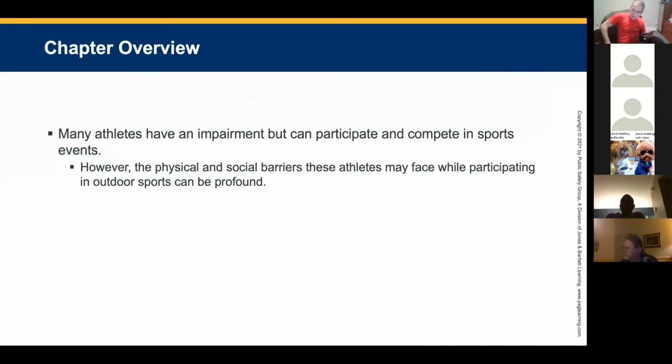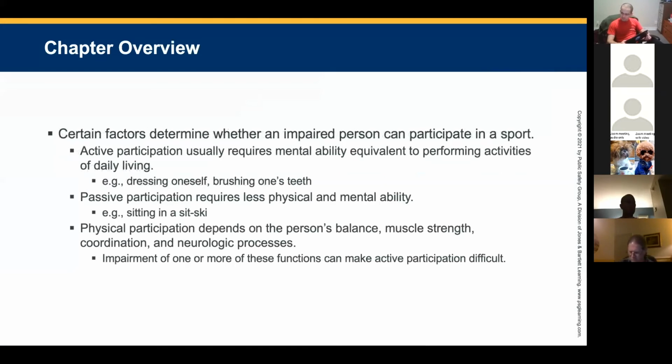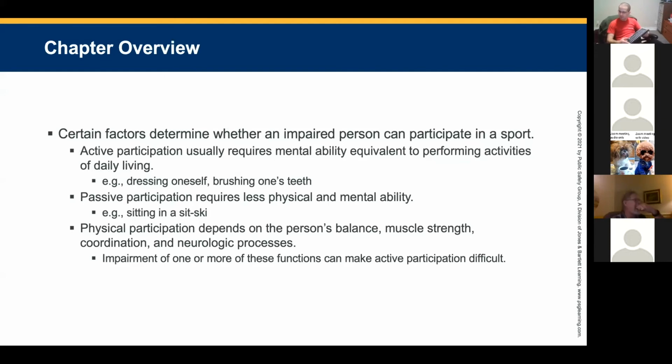So pretty much like we talked about, many athletes have impairments. However, they are still able to compete and participate in sports. However, there can be social or physical barriers that these athletes may face while participating outdoors. Certain factors can determine whether a person with an impairment can participate in a sport. These include active participation, which usually requires mental ability equivalent to performing activities. So if they're able to dress themselves and brush their teeth, they're able to perform at the ski resort.